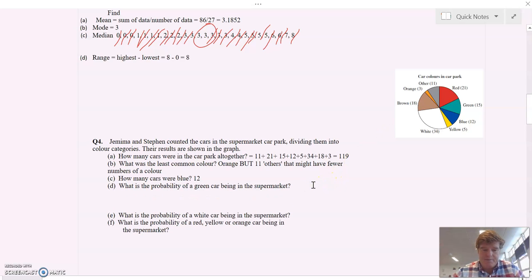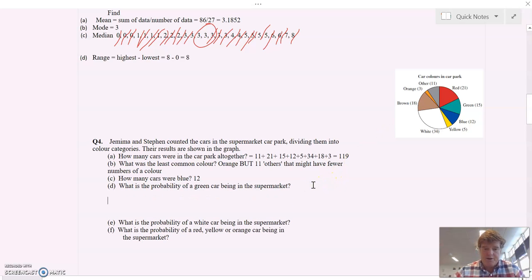Okay, now we're getting a bit of probability. What's the probability of a green car? So our probability rule equals the event. So it's the number of times we get a green car divided by the total that we've got. So we've got 15 green, and we added up before that the total was 119.